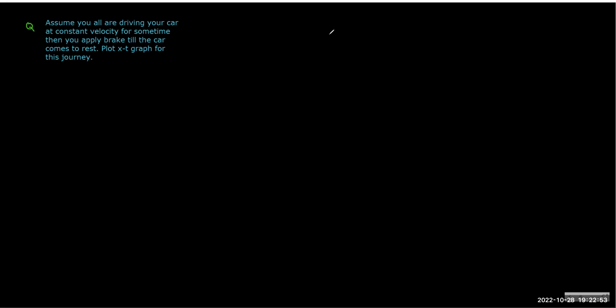Siddhant, come on. What does constant velocity look like in an xt graph? Think about it. Oh, sorry, sir.